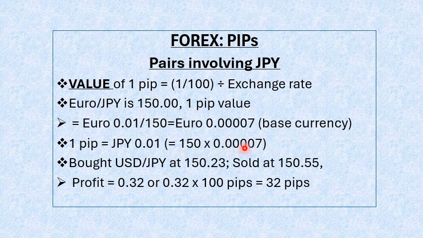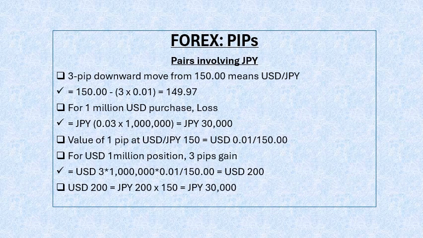If a trader bought USD JPY at 150.23 and sold it at 150.55, he made 0.32 points, or 0.32 into 100 pips, which is equal to 32 pips. Basically 0.01 means 1 pip. A 3 pip downward move means that the USD JPY will move from, say, a rate of 150 to 150 minus 3 into 0.01, which is 149.97.